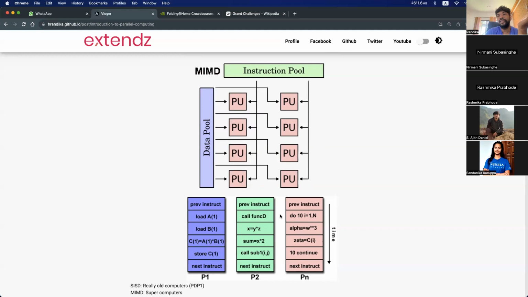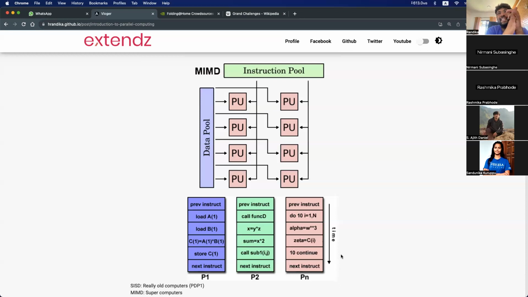The third one, PN, is doing a loop of 10 iterations for n, and you can see the data source can be different. We can't guarantee that we have the same data source in the same cycle. In the next step, the instruction is load B1, P2 is doing a completely different multiplication, and PN is doing something different too. The same goes for the other processors as well. So you can see that each and every processing unit is executing its own instruction on its own data pool.